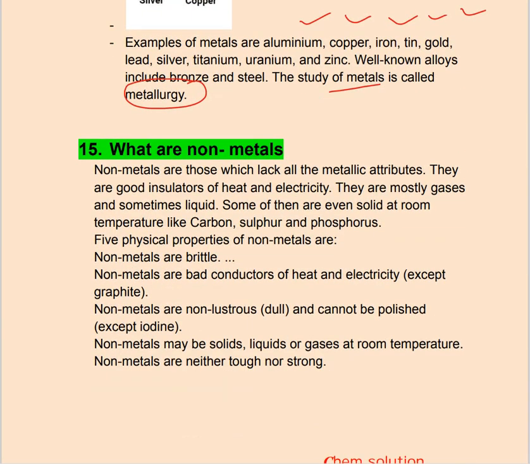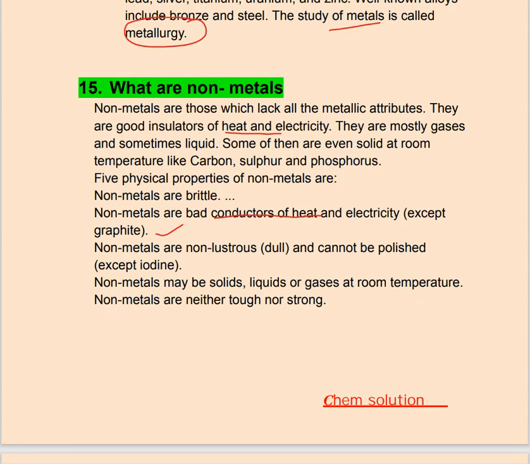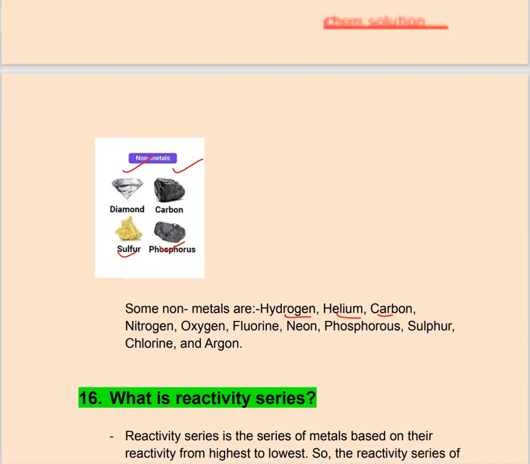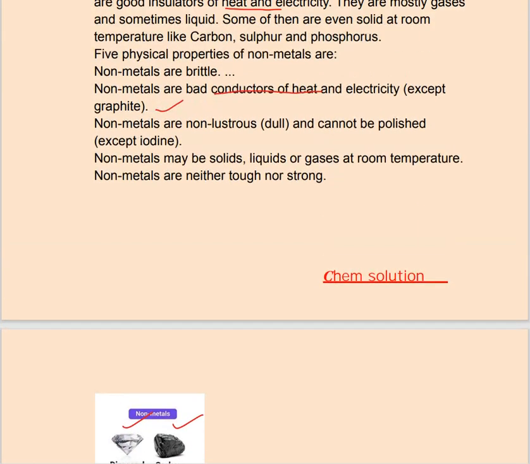Next, non-metals. Non-metallic properties: they are good insulators of heat and electricity. Okay, non-metals are bad conductors of heat and electricity, except graphite. They are non-lustrous, cannot be polished, and may be solid, liquid or gas at room temperature. Examples of non-metals are diamond, carbon, sulfur, phosphorus, hydrogen, helium, nitrogen. Okay, so these are the examples of non-metals.